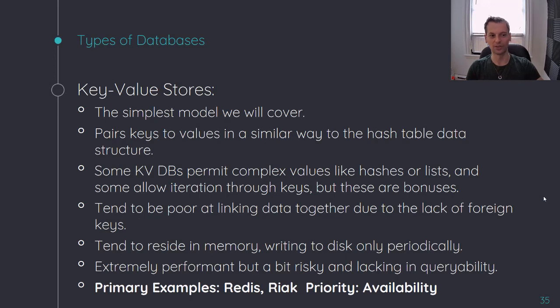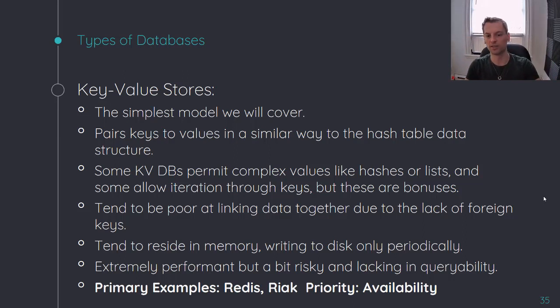Let's talk about a simpler solution. The key value store. This is the simplest model that we will cover in this presentation. Essentially, it is just pairs of keys and values. It is a hash table data structure. If you are familiar with how a hash table works, or say an object in JavaScript or something like that, you understand how a key value store stores its data.